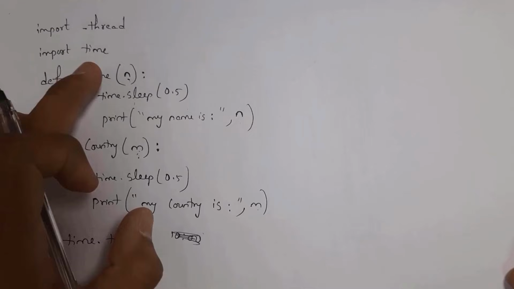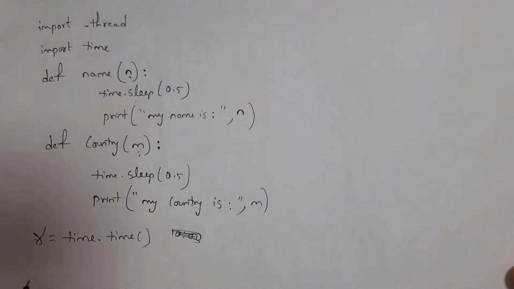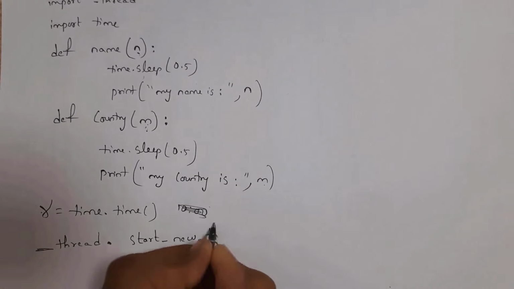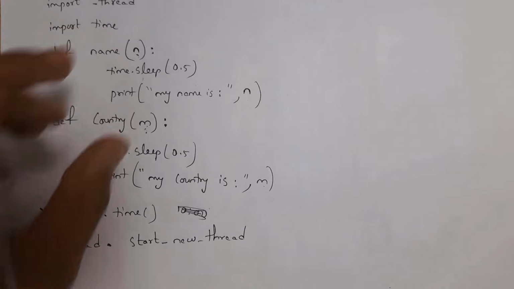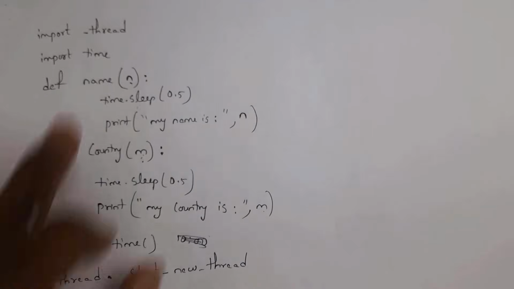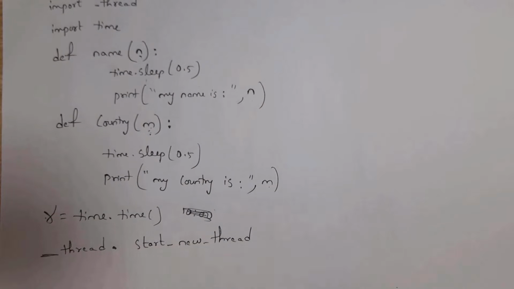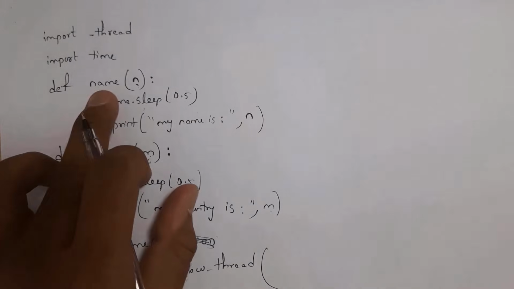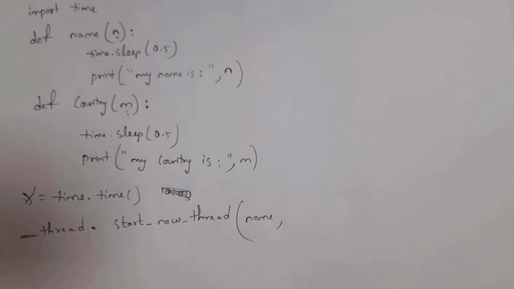Now I want to execute these two functions by using the _thread module. So just write here the module name, that is _thread.start_new_thread. I already said this syntax. In order to execute these two functions, at first you need to write the module name, that is _thread.start_new_thread, where start_new_thread is a method. By using this method, you can execute a function. So take bracket. I want to execute this function. This function name is name. So just write here name, comma.